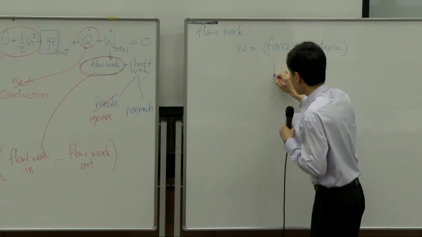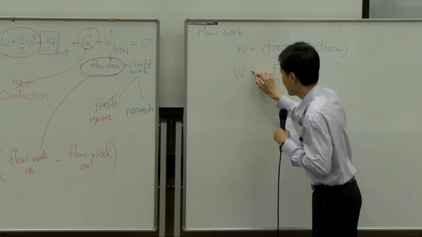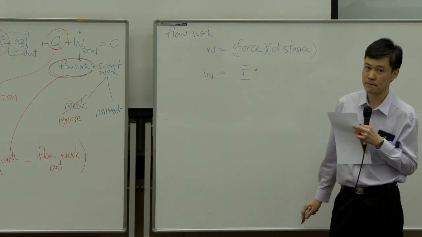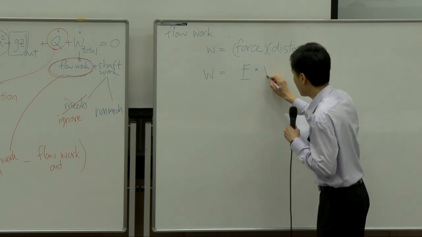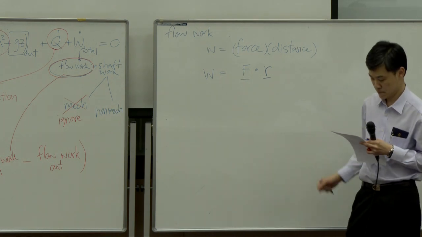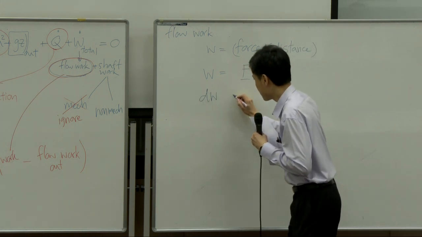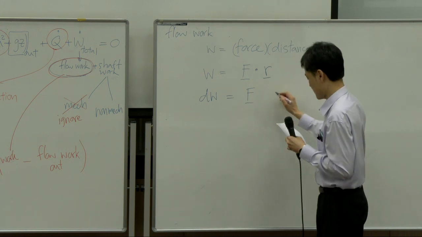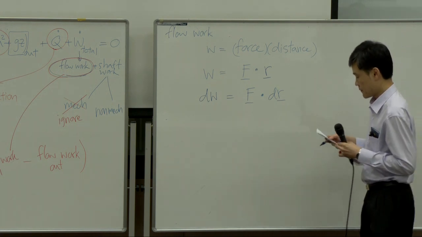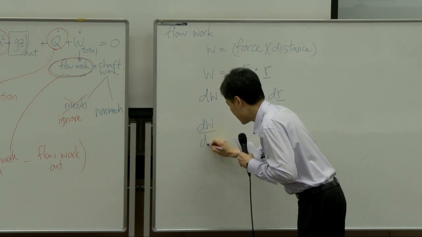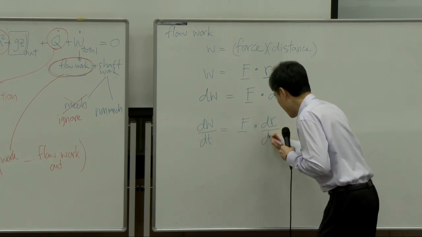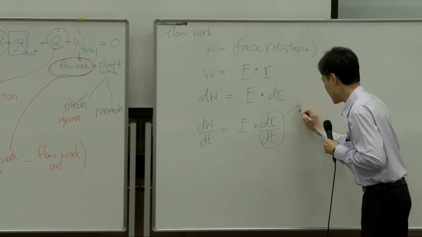Okay? Force is a vector. Work is scalar. In order to convert vector to scalar, we need dot product. Distance can be represented by vector distance. You dot them together, you end up with work. If you differentiate it with respect to time, keeping the force constant, this would be dr by dt, which is velocity.